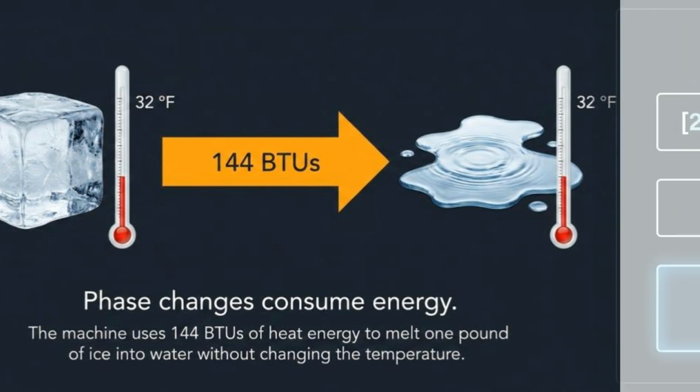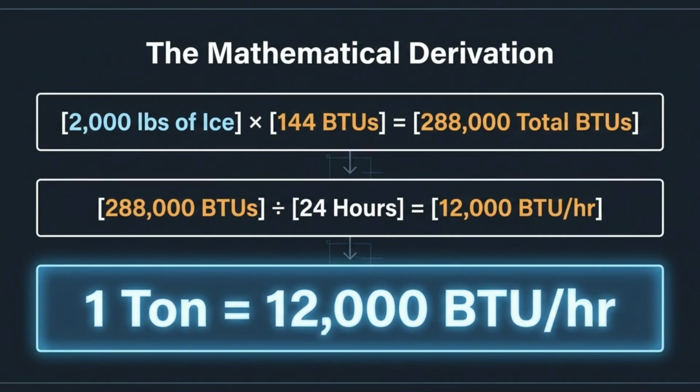without changing the temperature. The mathematical derivation shows that 2,000 pounds of ice multiplied by 144 BTUs equals 288,000 total BTUs. Dividing this by 24 hours gives us 12,000 BTU per hour. Therefore, 1 ton equals 12,000 BTU per hour.